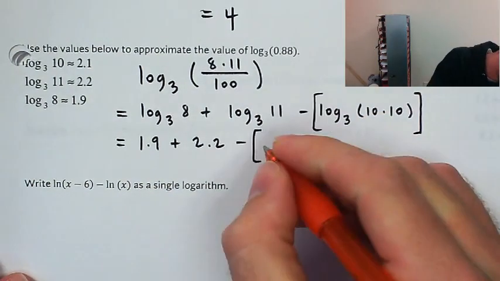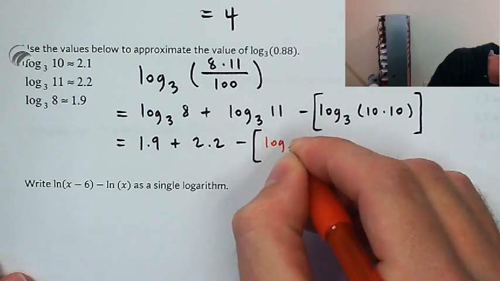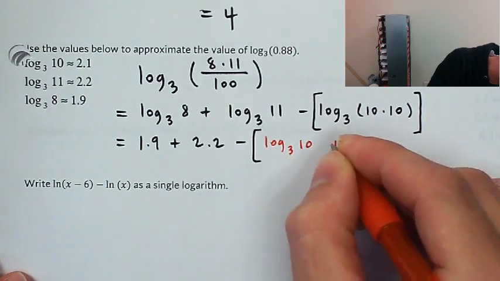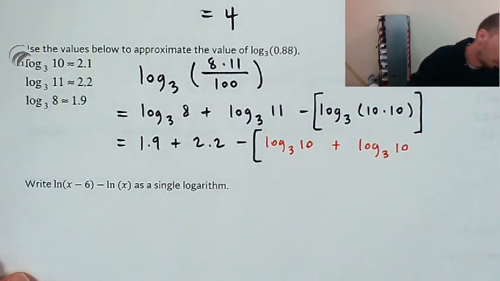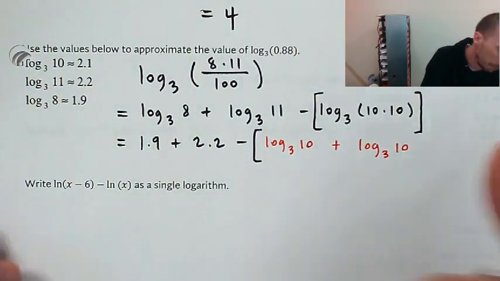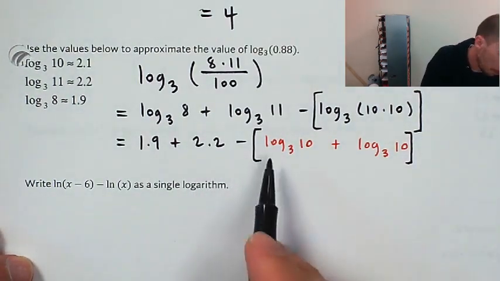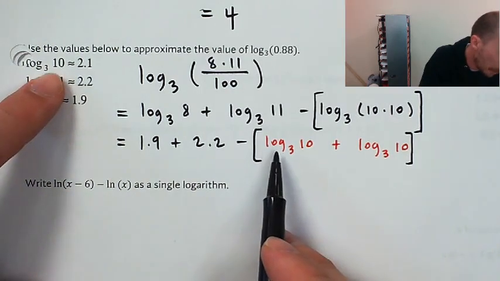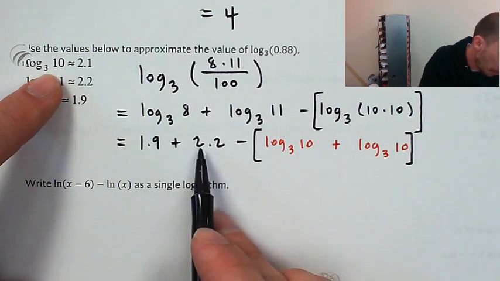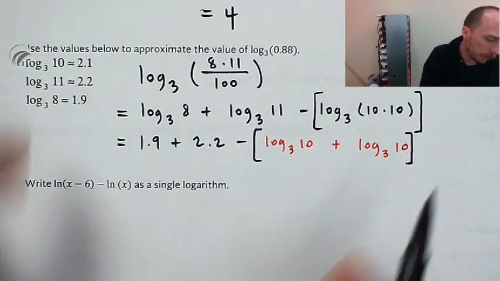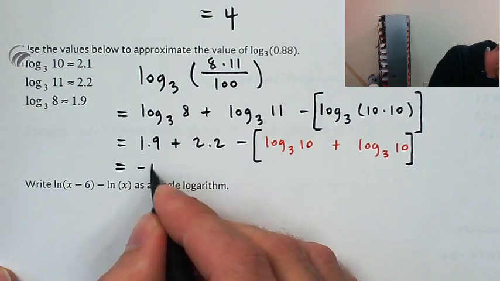But in here, I'm going to just say, all right, log base 3 of 10 plus another log base 3 of 10, which we could look at as 2 times the log base 3 of 10. And so that's getting at the property here. Okay, that was 2.1. So I'm going to have 4.2. 4.1 minus 4.2, is that right? It's negative 0.1.